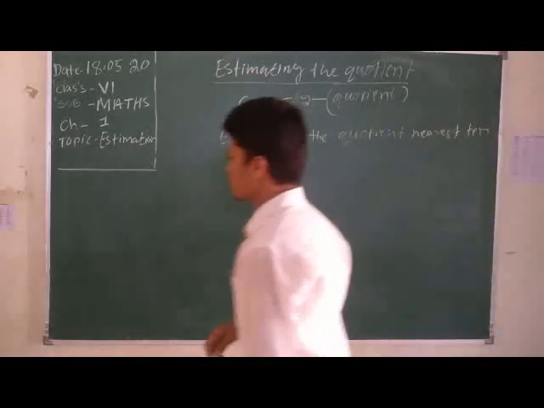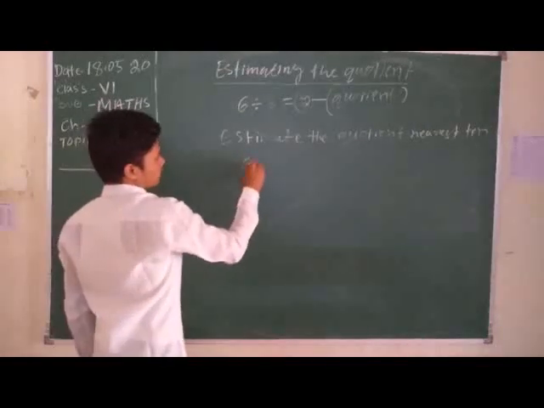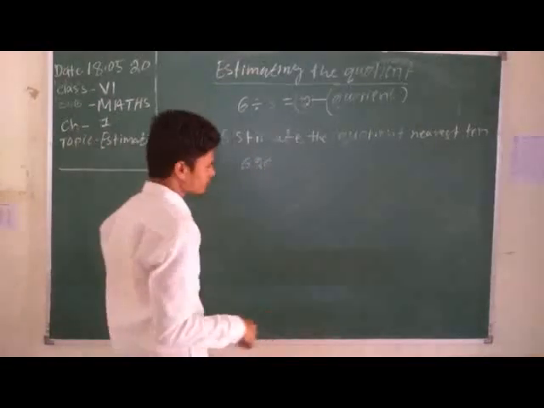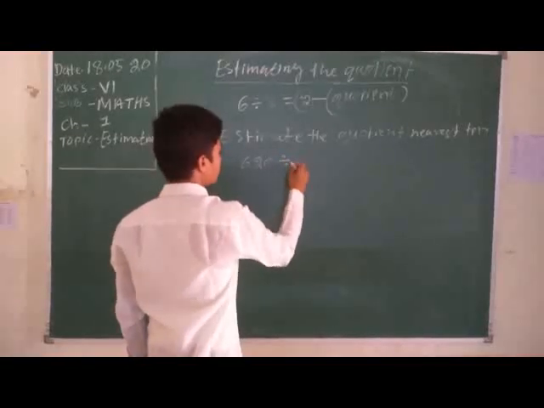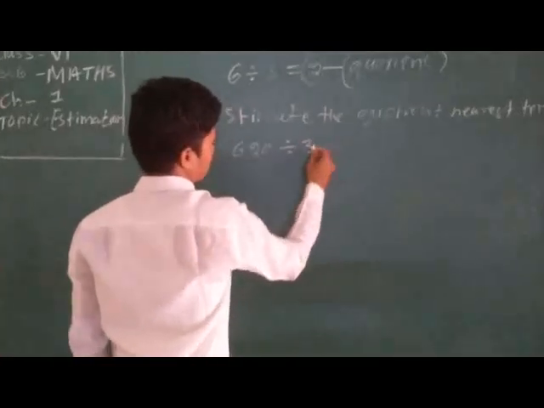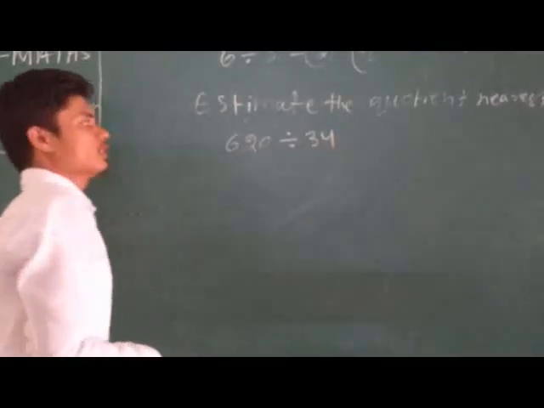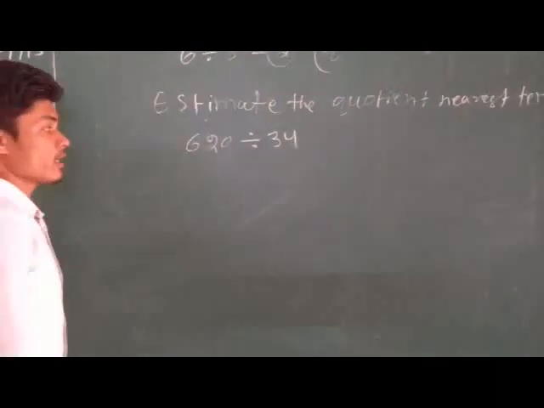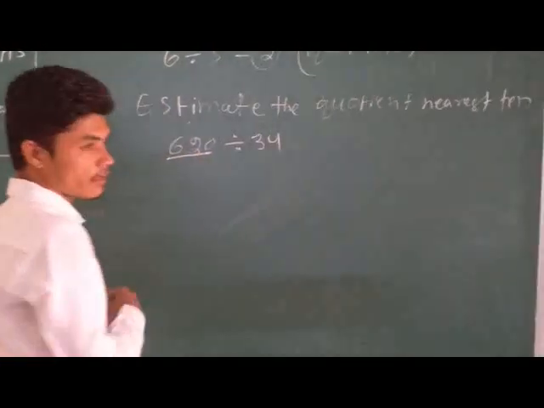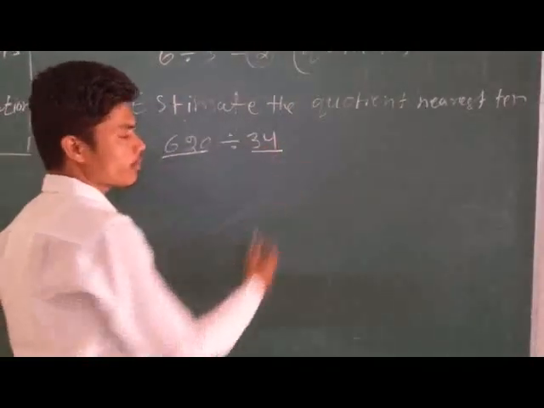Nearest 10, with examples. 620 divided by 34. Then what do we do? First we estimate 620 to the nearest 10 and 34 to the nearest 10.